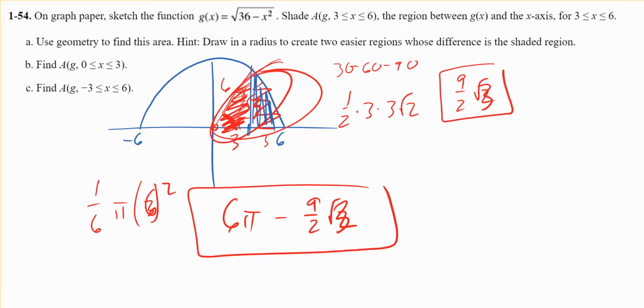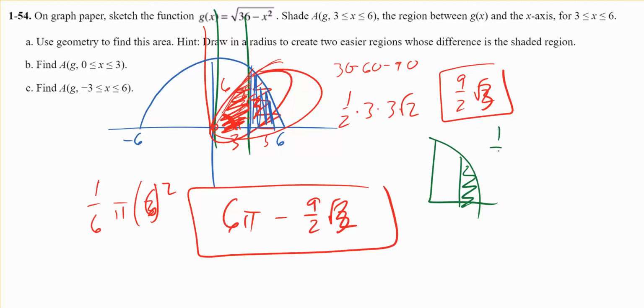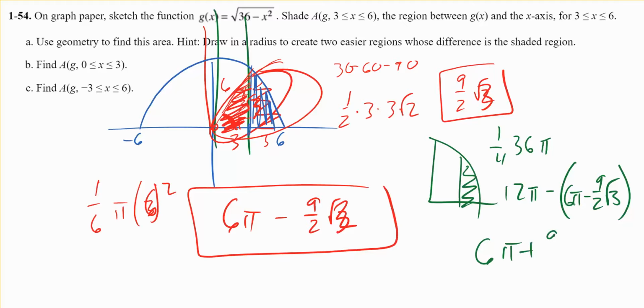I like it. Find the area from 0 to 3. Let's get another color. We're getting some awesome stuff going on here. Well, that would be a quarter circle minus what we just found there. So a quarter of 36 pi would be 12 pi minus 6 pi minus 9/2 root 3. So that's got to be 6 pi plus 9/2 root 3.